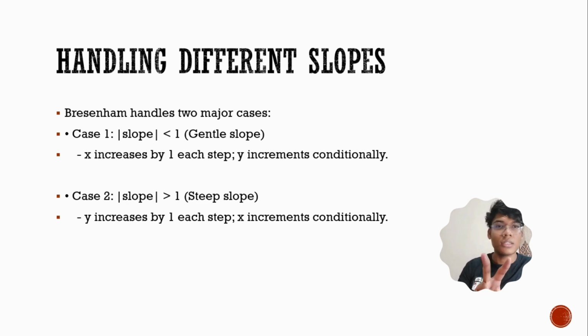There are two major cases which I have mentioned in this presentation. Case one says that if the slope is smaller than one, it's a gentle slope, and x increases by one each step. The y increments conditionally. And case two says that if the slope is greater than 1, it's a steep slope. So in this case, y increases by 1 each step and the x increments conditionally.